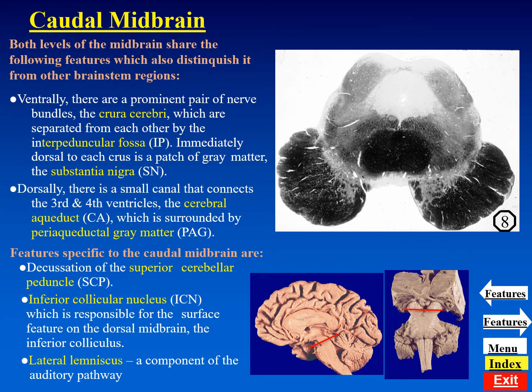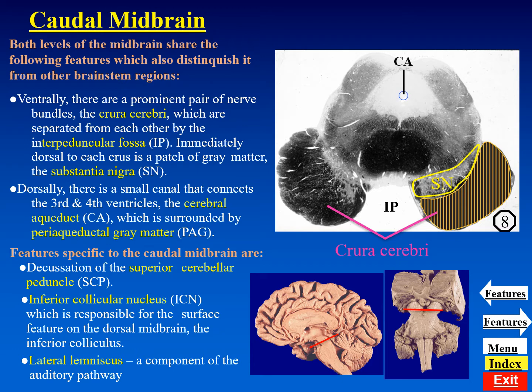Distinctive features of the caudal midbrain include the ventrally placed bundles of fibers known as the crura cerebri. These bundles are separated from each other by way of the interpeduncular fossa, a feature on the ventral surface of the midbrain. Just dorsal to the crura cerebri, we have some gray matter known as the substantia nigra. As we go more dorsally, we see that the fourth ventricle now is replaced by a small canal known as the cerebral aqueduct, and that connects the third ventricle with the fourth ventricle.